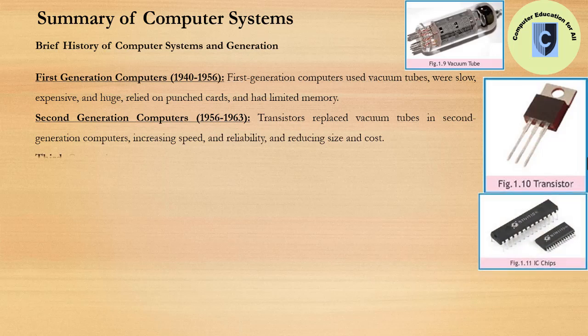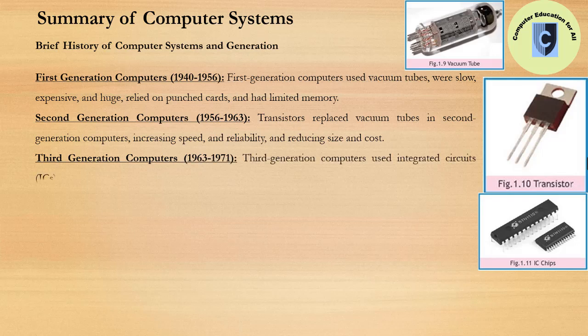Third-generation computers. 1971, third-generation computers used integrated circuits, ICs, instead of transistors, consuming less power and introducing keyboard and monitor interfaces.